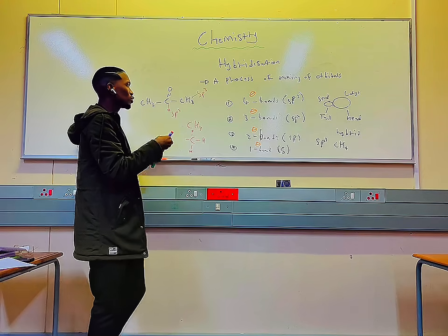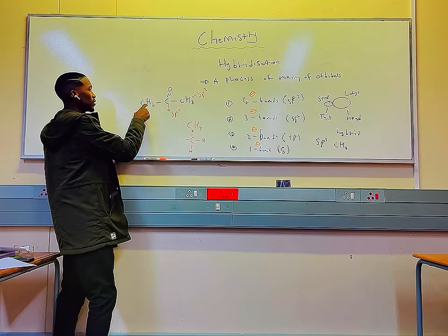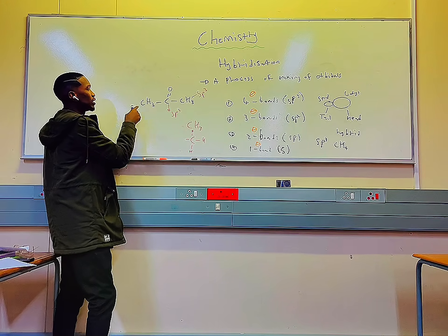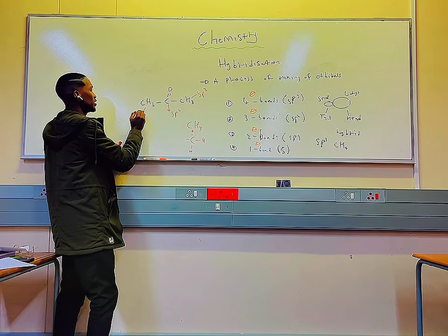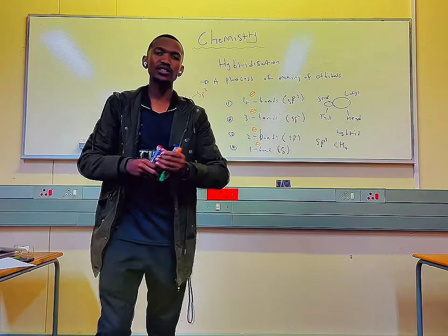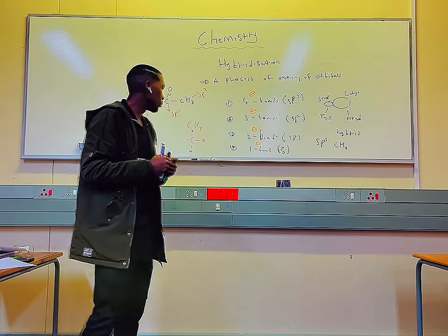Why do we say it's sp2? It's because there are 3 sigma bonds. 1, 2, 3. And then what about this guy? This guy, he is the same as this guy. So it's going to be sp3 hybridized. So this is how you show the hybridization state of each and every carbon or atom within a molecule.